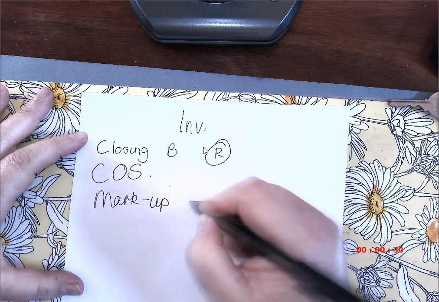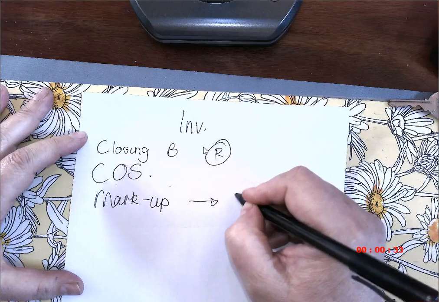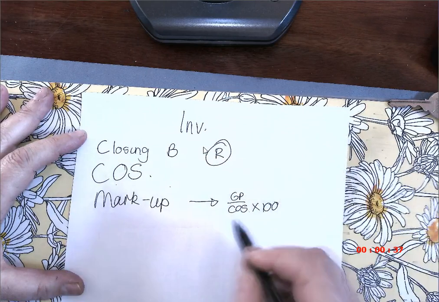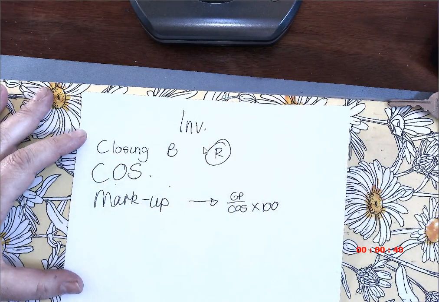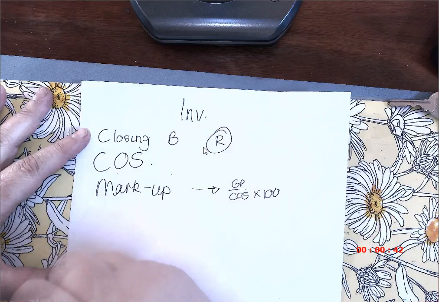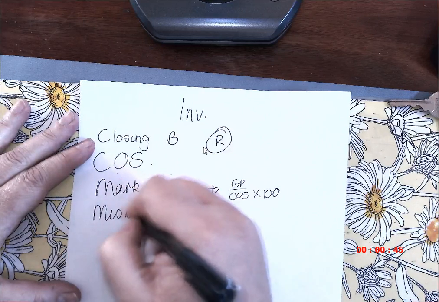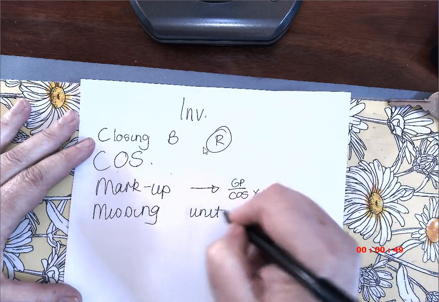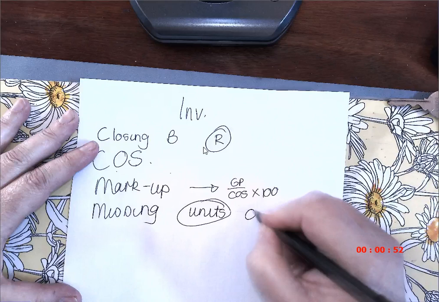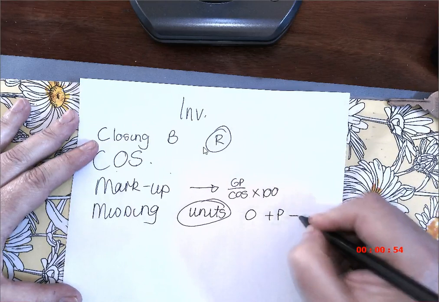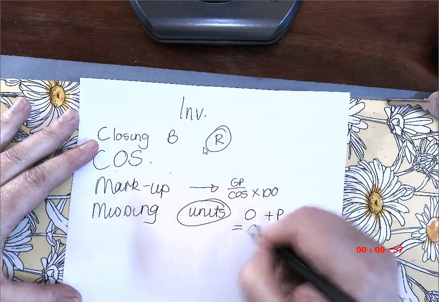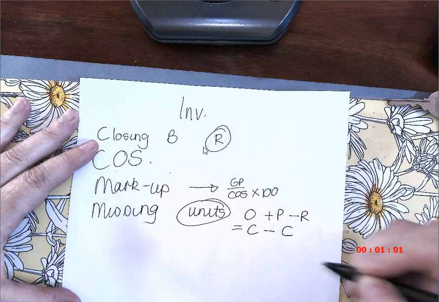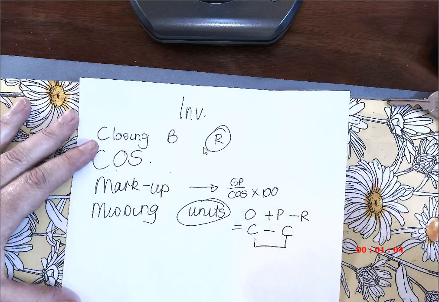If it's markup, remember, it's your gross profit on cost of sales times 100. In other words, you have to do cost of sales. Then they will ask you the stuff that's missing. And when stuff is missing, you work with units. So you say the opening plus the purchases less the returns gives me my closing, less the closing they gave me, and that difference would be what's missing.